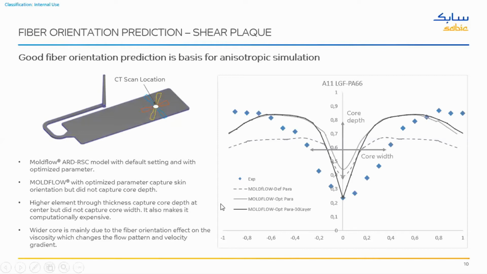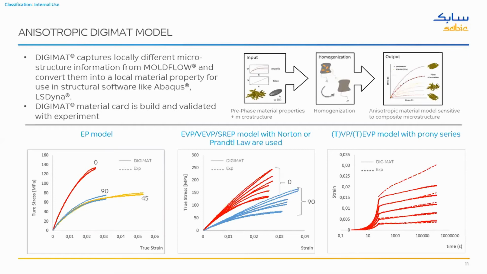Now, having got some understanding of Moldflow and how it captures the behavior, the real fiber orientations in the part, the next part is how to capture that into the anisotropic modeling. And that's the next step, Digimat, which is used mainly to capture the locally different microstructure information from the Moldflow, which is essentially the fiber orientation in the part, and then convert it into local material properties, which can be used subsequently for structural analysis with Abaqus, LS-DYNA, Nastran, or any other such equivalent software.